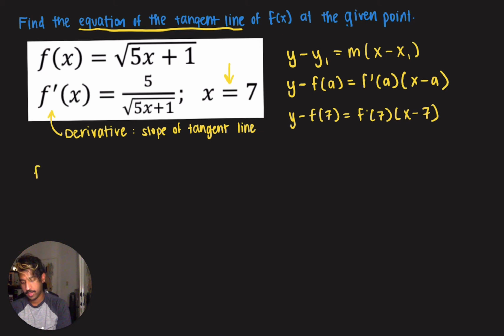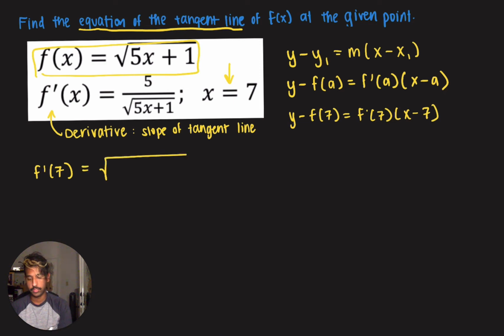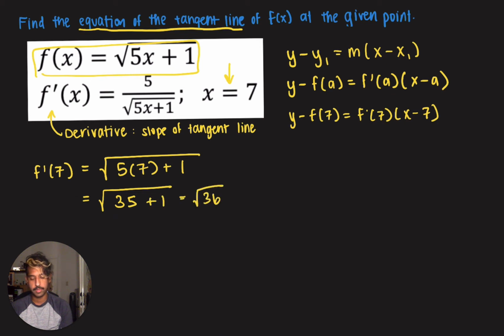So let's do that. For f of 7, I'm going to use this first equation up here because that's f of x, which will equal the square root of 5 times 7 plus 1. 5 times 7 is 35, so 35 plus 1. This equals the square root of 36. The square root of 36 is 6.